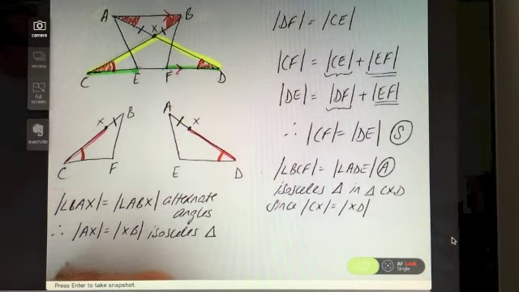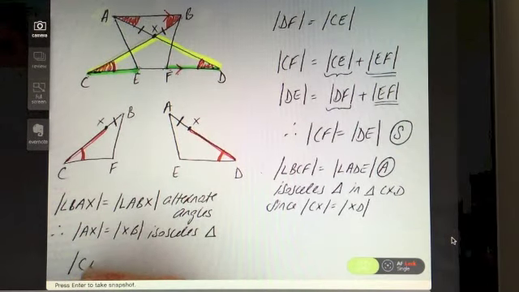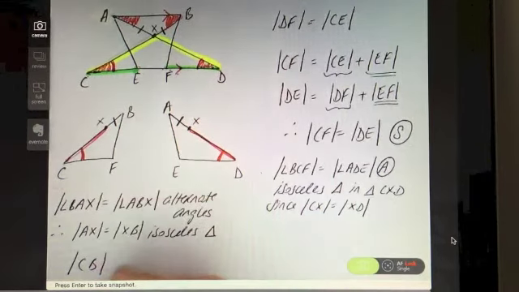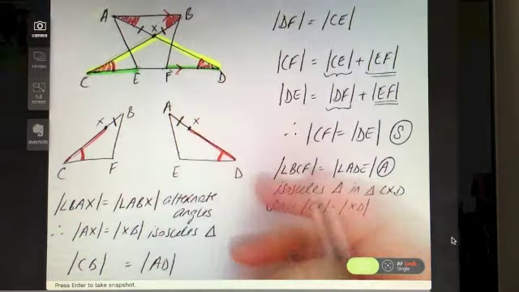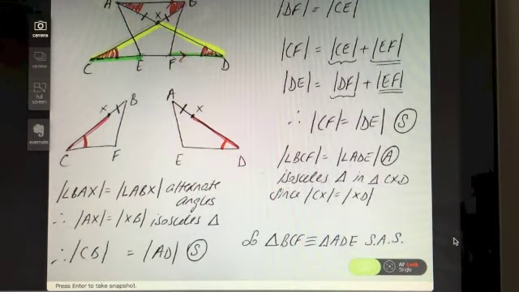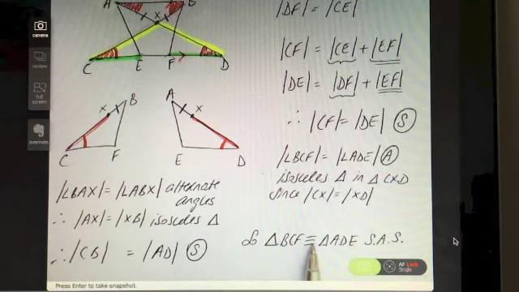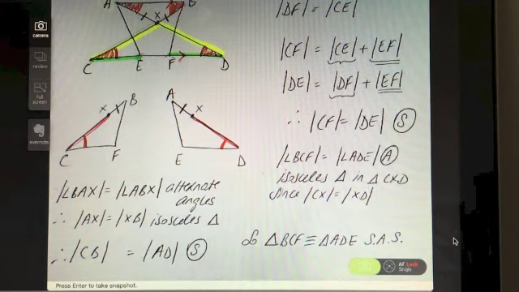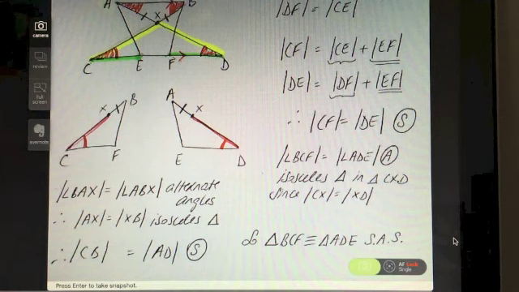And now I can deduce that angle CB in my triangle is equal to angle AD in the other triangle. Therefore, triangle BCF is congruent to triangle ADE because of SAS. We have the two sides and the included angle, again the angle in between, and that proves our congruency.